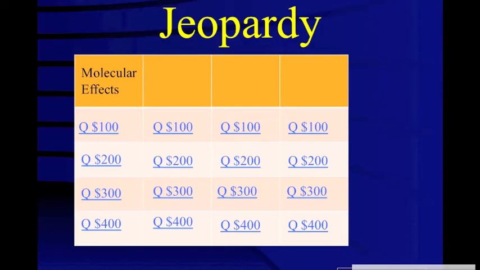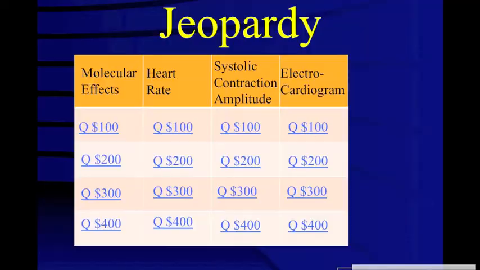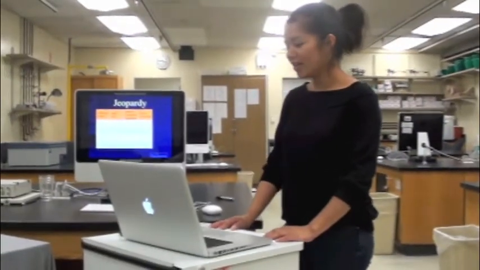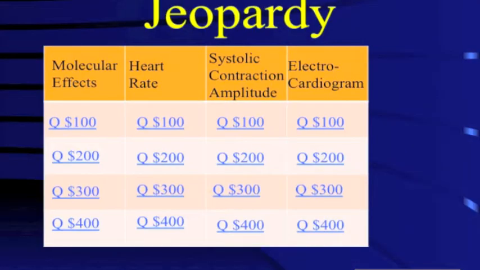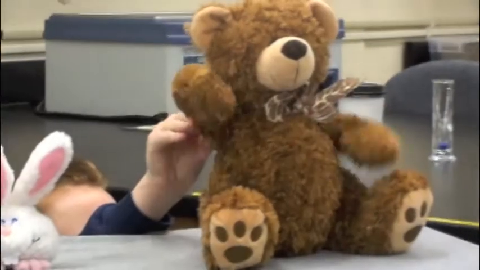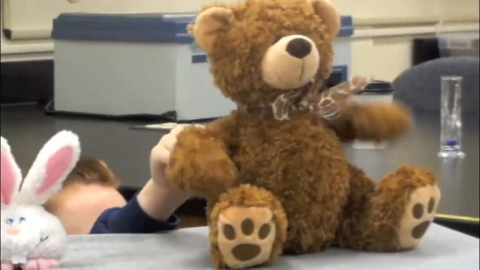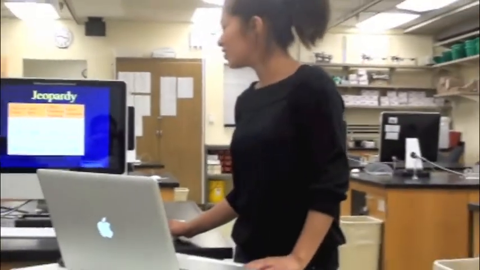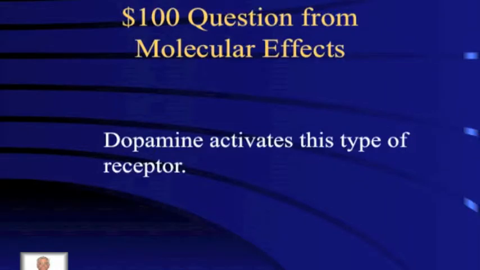Tonight's topics are molecular effects, heart rate, systolic contraction amplitude, and electrocardiogram. So why don't we get started? So Benny, what is your first pick? I would like molecular effects for 100, please. Alright, molecular effects for 100. And the answer is, dopamine activates this type of receptor.